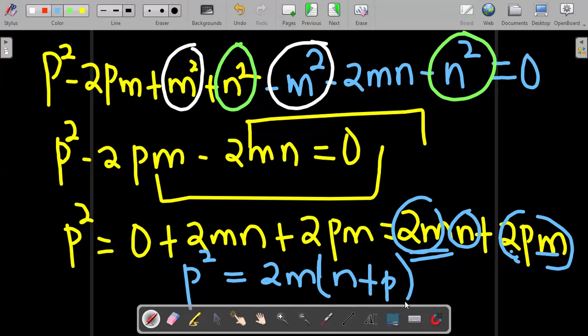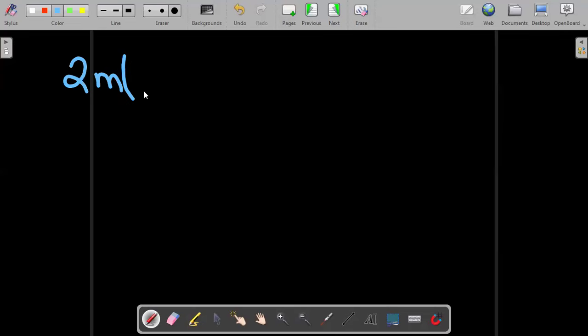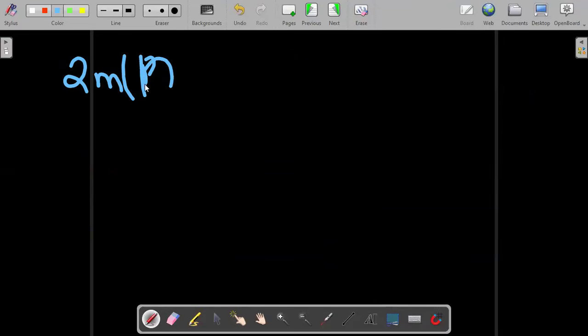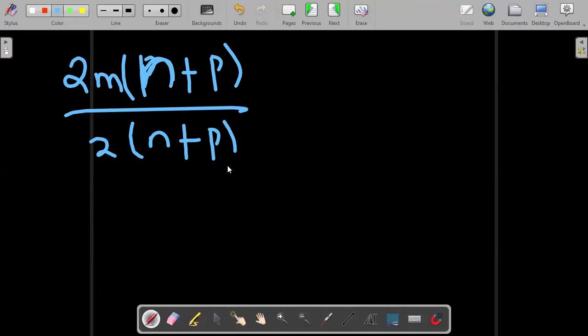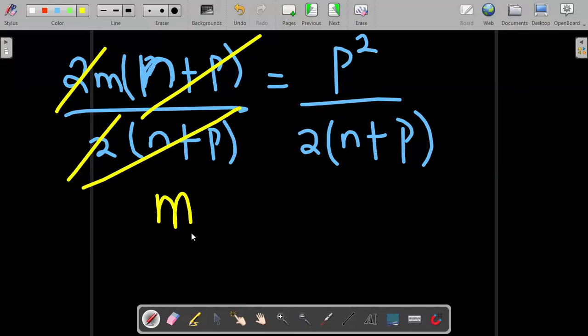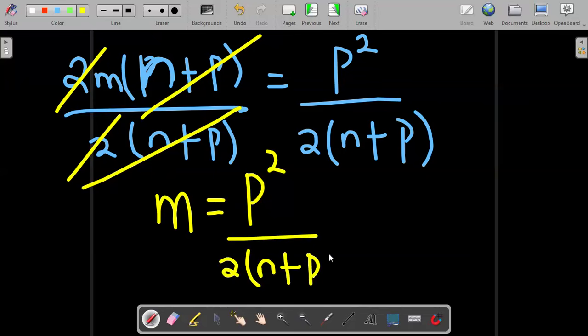So to find m now, I will divide both sides by 2 bracket n plus p. So let's do that. 2m bracket n plus p over 2 into n plus p is equal to p squared over 2 into n plus p, such that this whole thing will cancel. I'm now left with m, which he asks us to find, as p squared over 2 bracket n plus p. So this is now the solution.